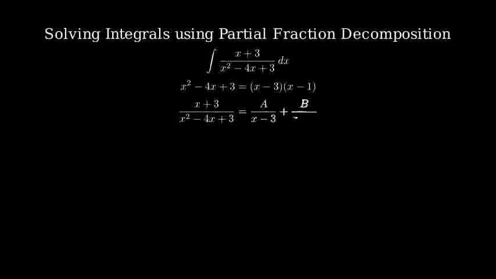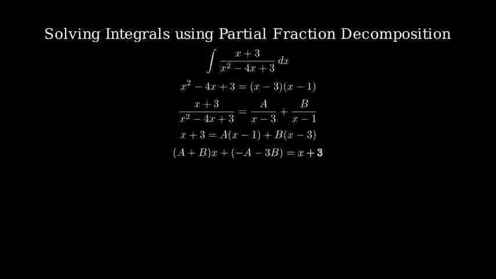We now need to solve for the constants a and b in the partial fractions decomposition. Let's multiply through by the common denominator, giving us x plus 3 equals a times x minus 1 plus b times x minus 3. We'll expand the equation, grouping terms with x and constant terms, to yield a plus b times x minus a minus 3b equals x plus 3. Such comparison forms the basis to solve for a and b.